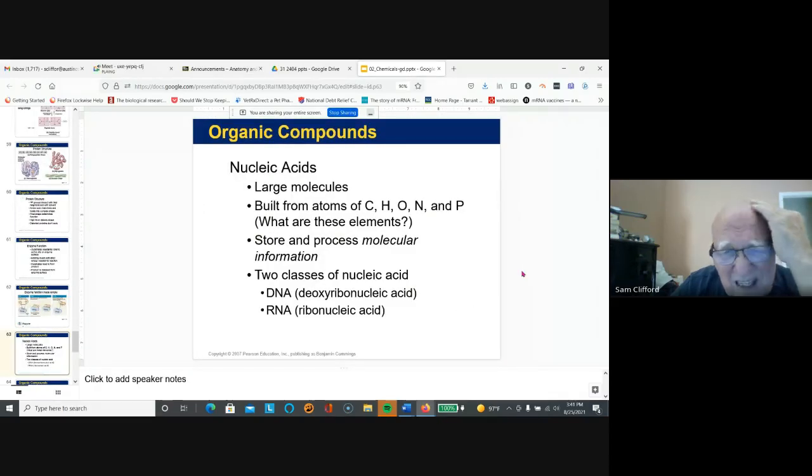Okay, DNA, all you've got to know is DNA is deoxyribonucleic acid and RNA is ribonucleic acid. And if you haven't got your vaccine, please get it, because the messenger RNA in the Moderna and the Pfizer vaccines is revolutionary.